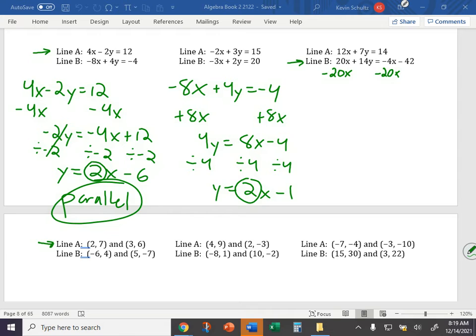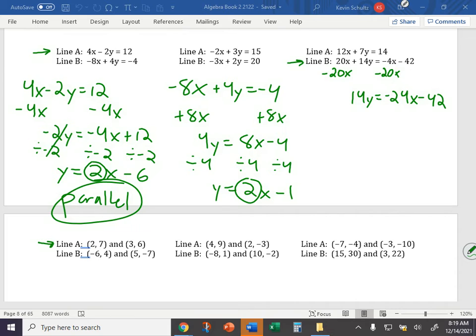So this will give you 14y equals negative 24x minus 42, and then you can pick up from there to find the slope. All you're looking for is that relationship of the slopes. And it does require you to go from standard form to slope intercept form, and then that slope formula.